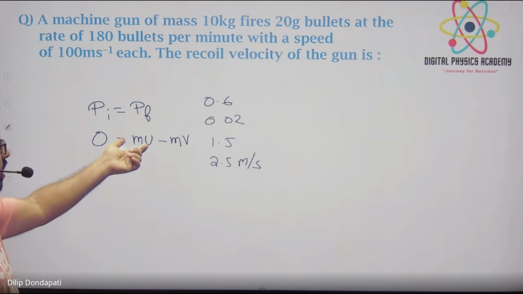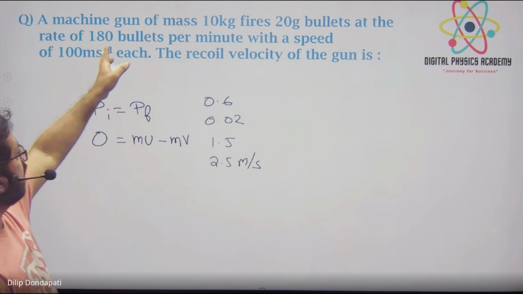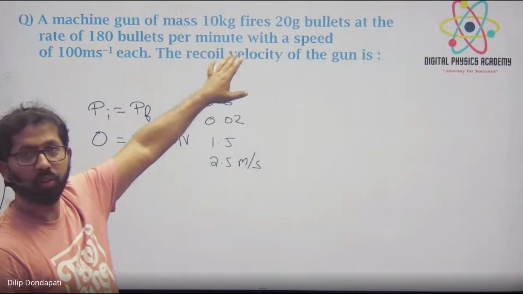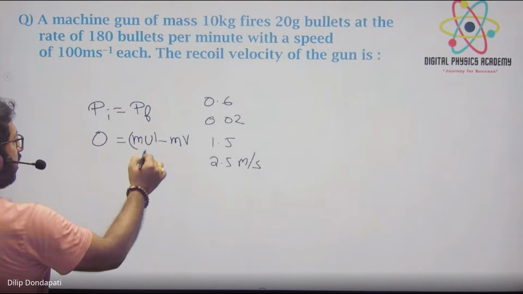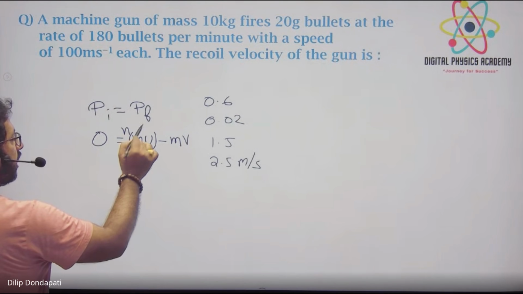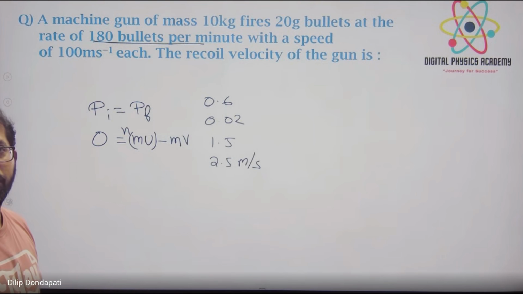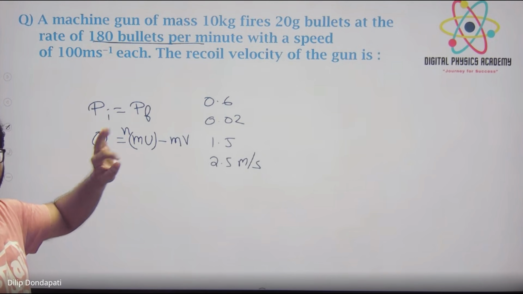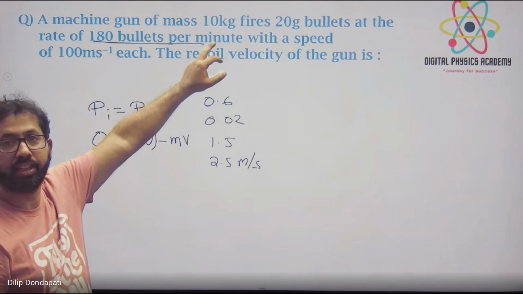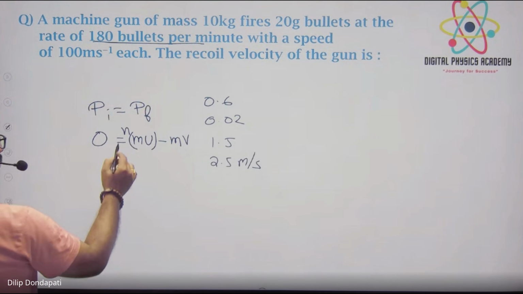But it is not one bullet. How many bullets are there? We need number of bullets per second. So take n into n. N is what? Number of bullets per second. In this case, how many bullets per second? Sorry, 180 by 60, right? 3. Because per minute is given, we need per second, 3. So instead of n, 3.